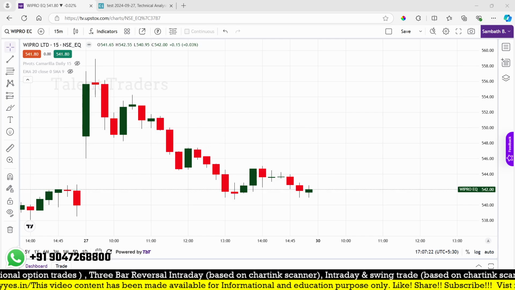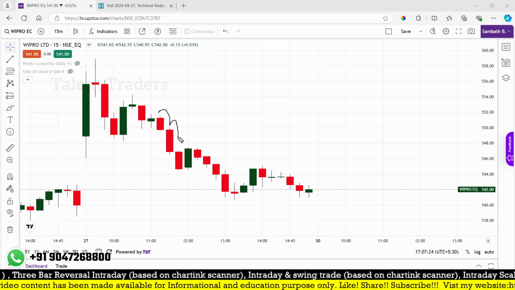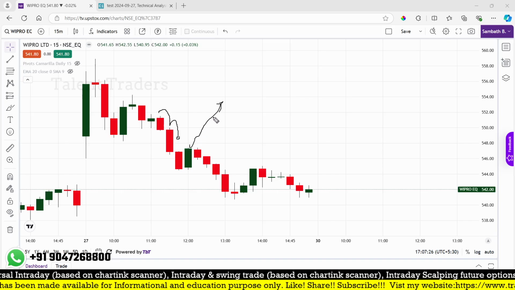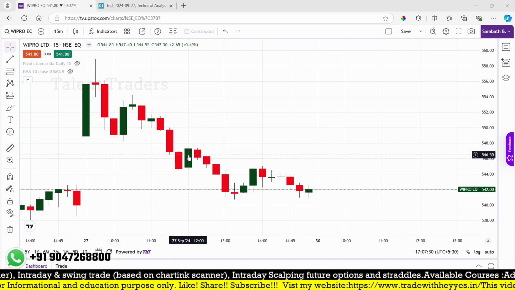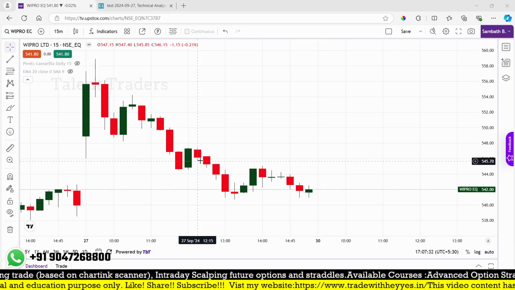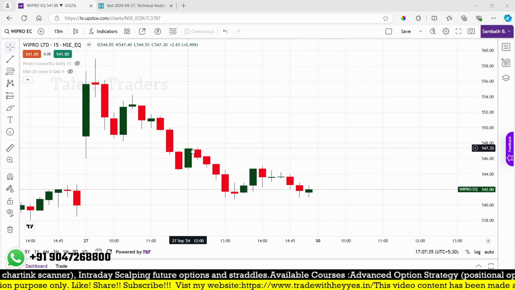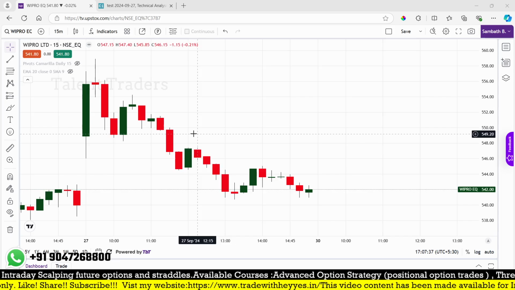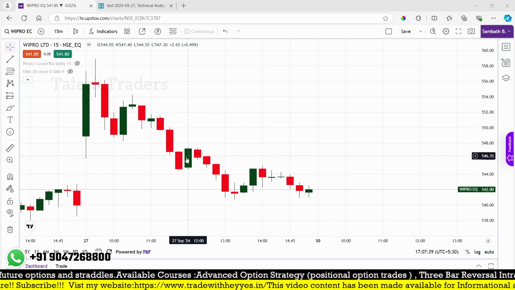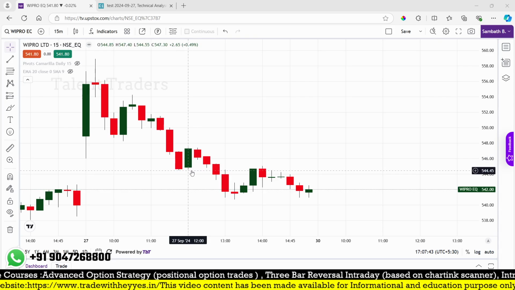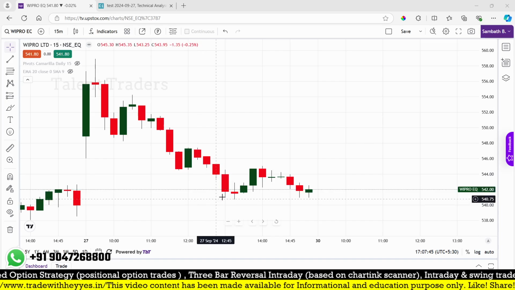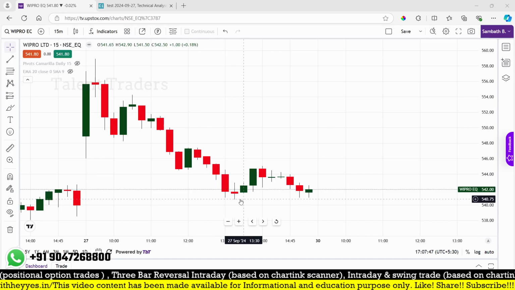Maybe this is the trend reversal I'm expecting after these 3 candles, and I'm just looking for a trend reversal. The high is 574, and this is also the same high. If you give some buffer, you may not get a higher. But of these 2 candles, the lowest low is 544. After the break of 544, there is a downside move somewhere around 540.